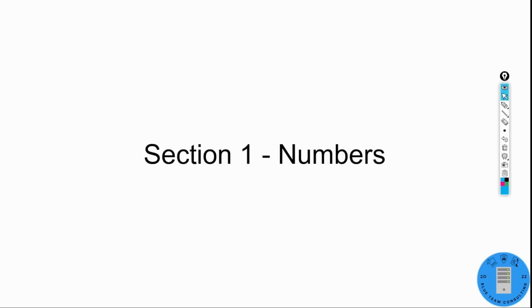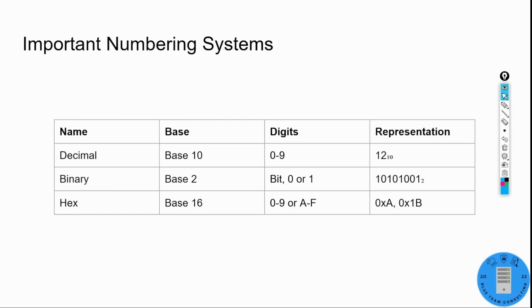Section 1, going over numbers. Now, there are important numbering systems to be aware of when talking about computers. As we've gone to school, we've learned about a basic notation here of base 10. This is your classic digits 0 through 9, so 0, 1, 2, 3, 4, 5, 6, 7, 8, 9, and there's actually a sub-representation of a base 10 that we don't even denote, but this is our basic decimal system that we've learned and grown up with in school.